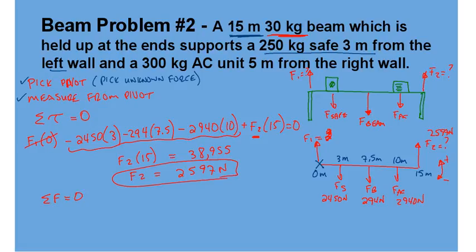Notice here, this is forces, no distances, right? We use the distance to get torque, but here I'm just adding the forces. So I'd come along and say F1, 2,450, 294, 2,940, F2. We know what F2 is, 2,597. And all that equals 0. Okay, I don't need the distances there. I do need the directions.